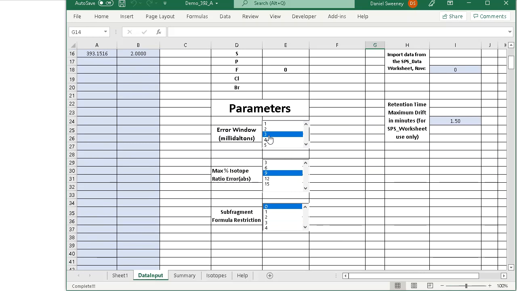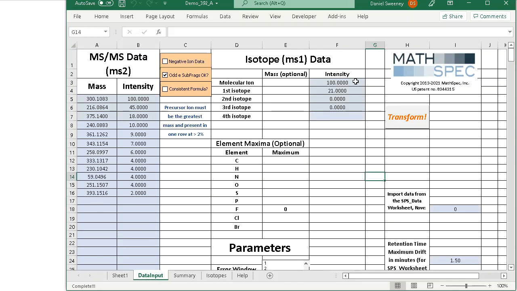The mass error window is 3 millidaltons, so this is saying that all of my fragment ions and subfragments should be within 3 millidaltons of their theoretical value. The maximum isotope ratio error is 9%, and that's an absolute error, so that would allow anything from, in this case here, the 21 would be anywhere from 12 to 30.